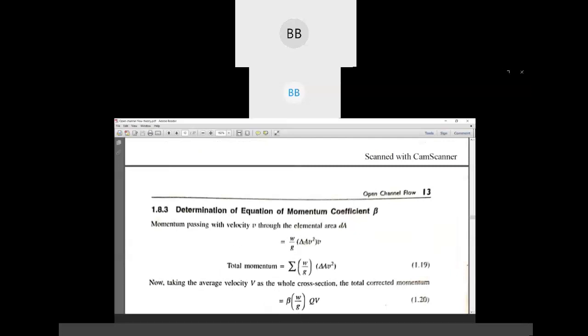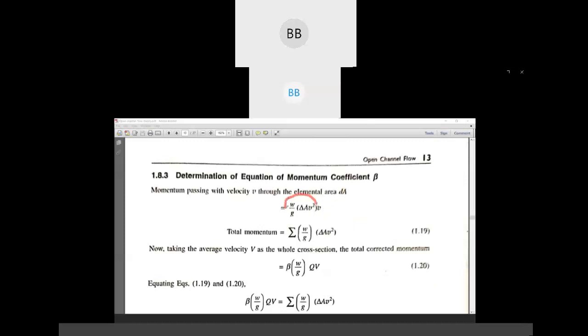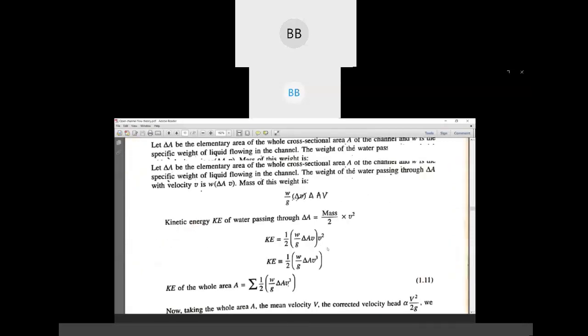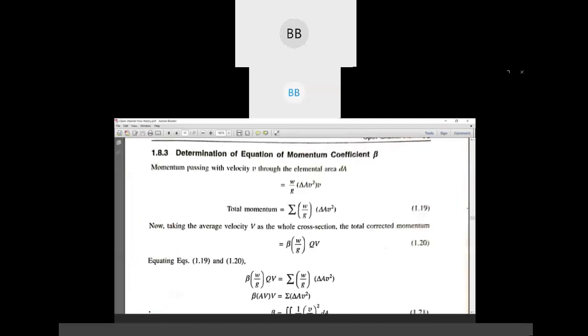As we are considering momentum, it is mass into velocity. So this is specific weight divided by acceleration due to gravity, multiplied by del A, the area of the small elementary area, and then we multiply it by velocity. This is your mass, and this is your velocity. Here we have one mistake, it should not be v square. This is a typing mistake, I think.